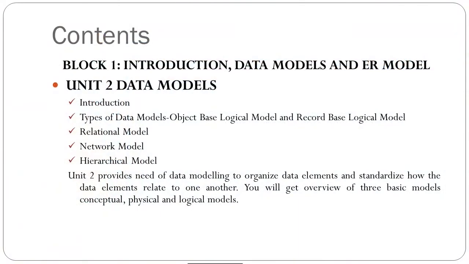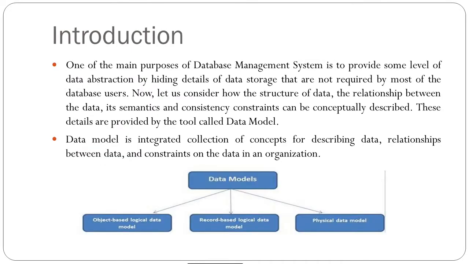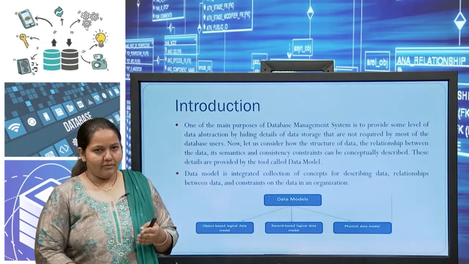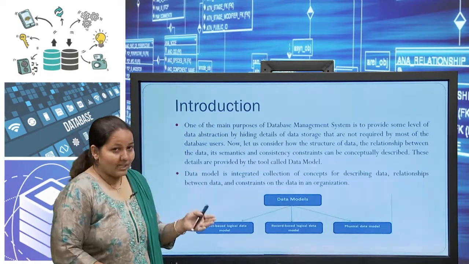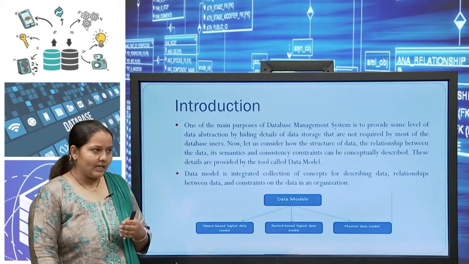So for the data models, we have covered the introduction to what a data model is, which types of data model are available, and a brief introduction to data models. One of the main purposes of DBMS is to provide a level of data abstraction by hiding the information of data storage by level, which we have already learned in unit 1: the physical level, the conceptual level and the view level abstraction. Now we are going to provide the model according to the level of data abstraction.